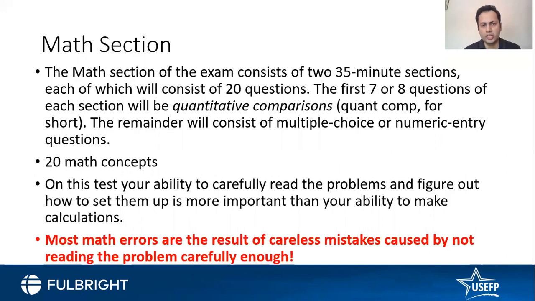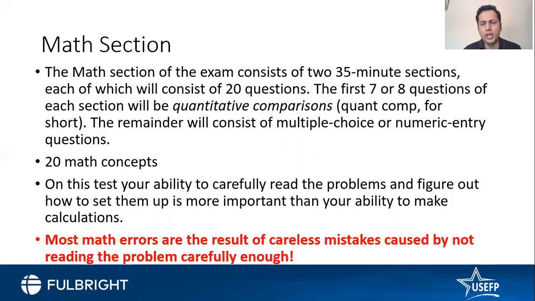So what does the math section, the quantitative section, have? You have 35 minutes for 20 questions, which makes it roughly 2 minutes, or 1 minute 45 seconds, for each question. Seven or eight questions are quantitative comparison questions, so close to 40% of the questions, in which you have to compare which side is bigger, or whether they are equal, or whether it cannot be determined.